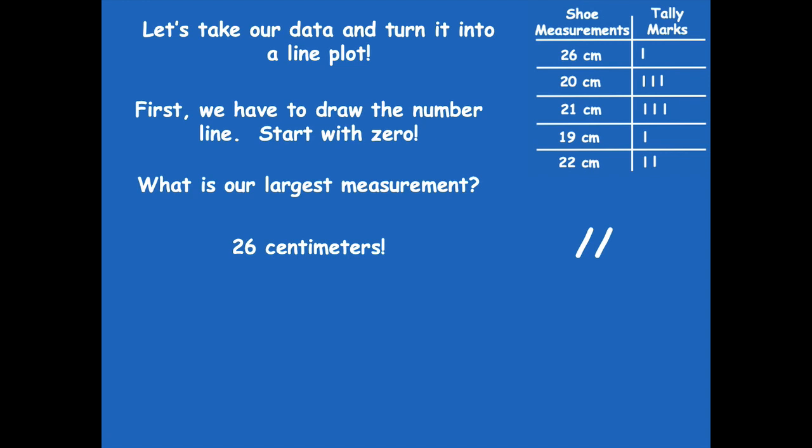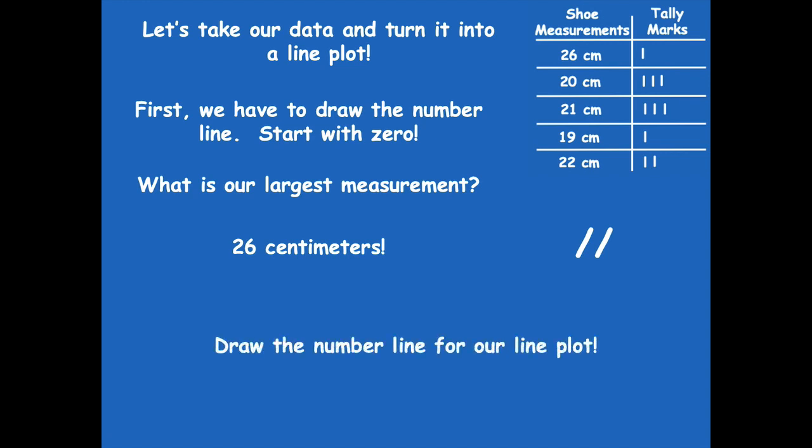So you have to label in your line plot all of the numbers from 19 to 26, even if it's not a measurement in the data that we collected. You have to do that because we need to show that no one had that measurement. If it's not on our chart, someone might just think we forgot. But if we include it and just don't put any X's on that line plot, that tells someone that there were no measurements that had that length for their shoes.